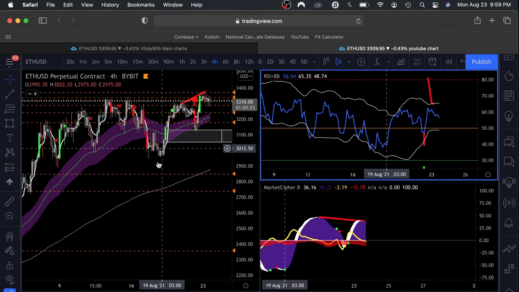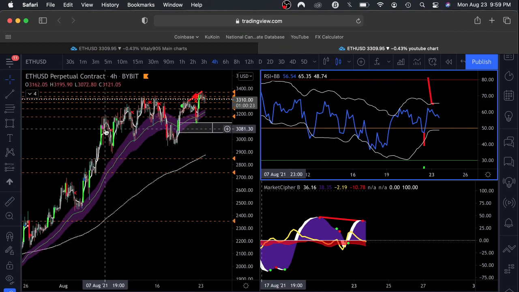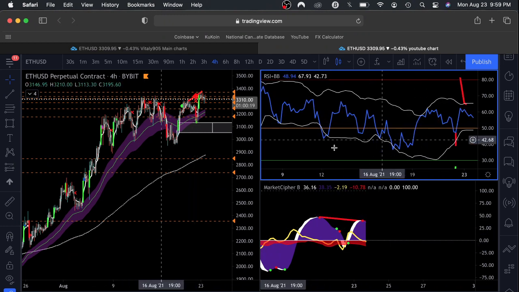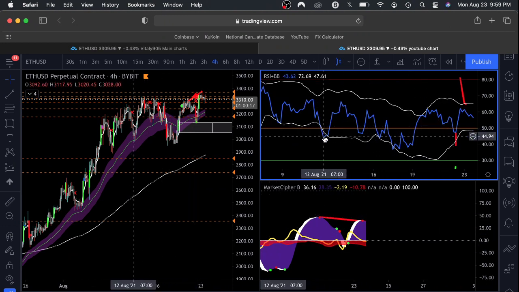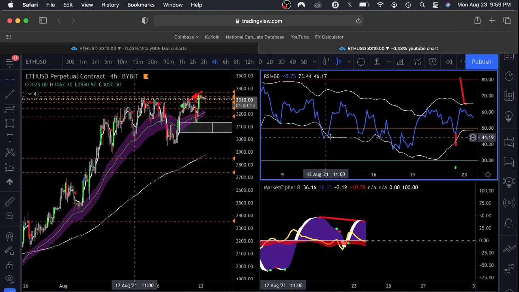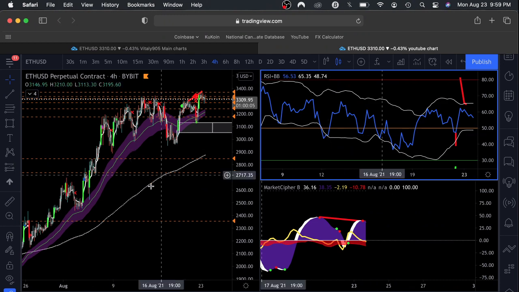And let's look at the RSI-BB strategy. If you don't want to use a trader's reality indicator or you don't have Market Cipher, you can use just this. So look, the RSI, which is the blue line, went underneath. It poked out from the lower Bollinger Band, which is this white line. So when you see that happening, you look for long opportunities, okay?